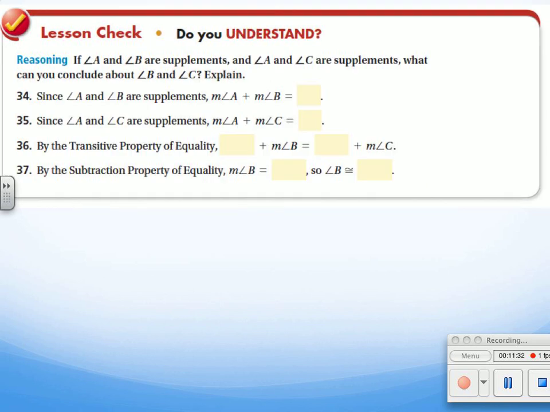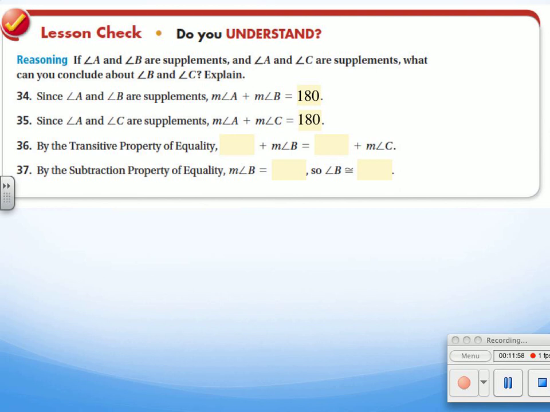Our final lesson check for this lesson is if angle A and angle B are supplements and angle A and angle C are supplements, what can you conclude about angle B and angle C? Since angle A and angle B are supplements, their measure together equals 180. Since angle A and angle C are supplements, their measure together also equals 180.